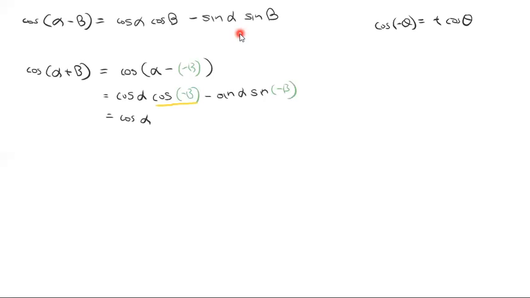And so that means this thing, the whole thing underlined in yellow, changes into positive cosine beta. So I'll just write it as cosine beta. Now this leaves us with sine of negative beta. So sine of negative theta. What's sine of negative theta from the rules we learned before? Negative sine theta.